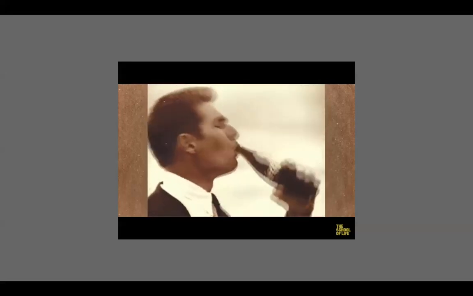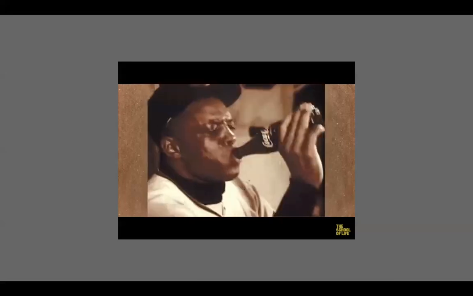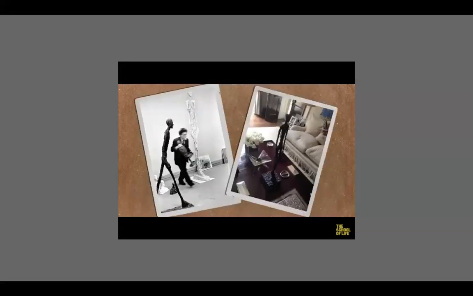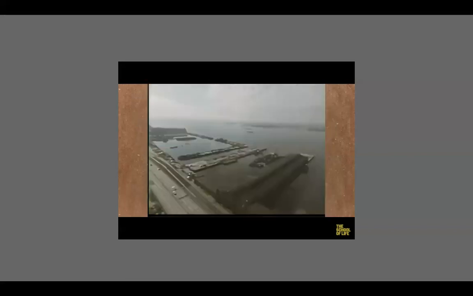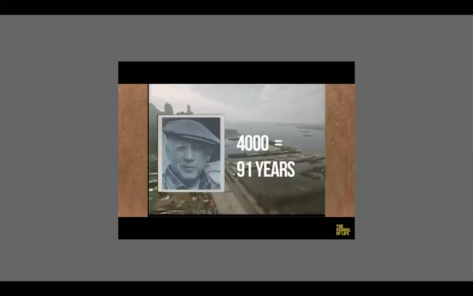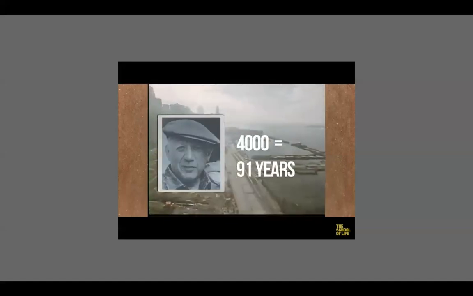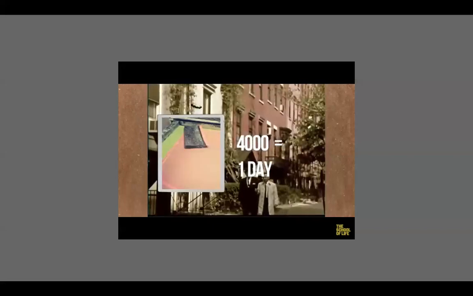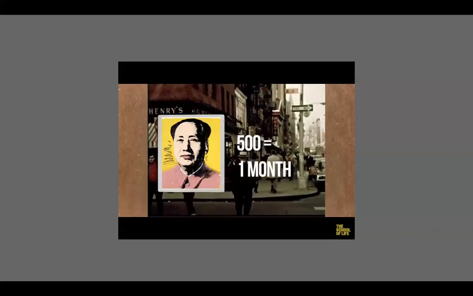Art has generally not been able to live up to this ideal of being good and widely distributed. Artists make a few things, but only a few people ever get to own them. Warhol tried to counteract this. One day, after reading that Picasso had made 4,000 masterpieces in his lifetime, Warhol set out to make 4,000 prints in one day. As it turned out, it took him 1 month to make 500.